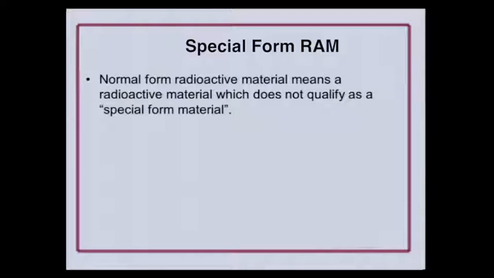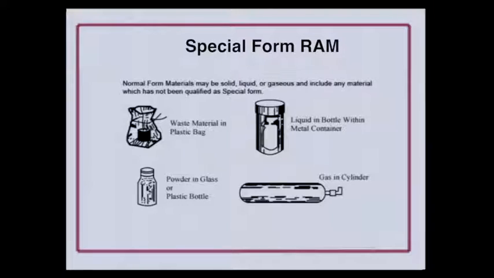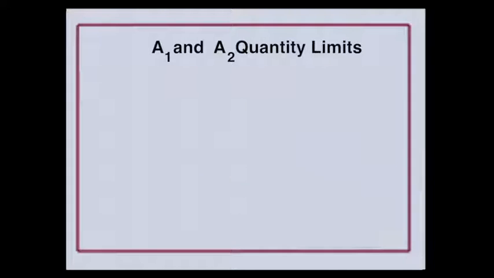Basically what I say: if it does not qualify as a special form and it's radioactive material, then it's normal form. Some examples, you can see them listed there. Liquid inside of a bottle that's inside a metal container, dry paper inside a plastic bag, powder in a hard container, compressed gas bottle, compressed radioactive gas. And this graphic just illustrates it. So normal form is everything else. Any questions on special form versus normal form?